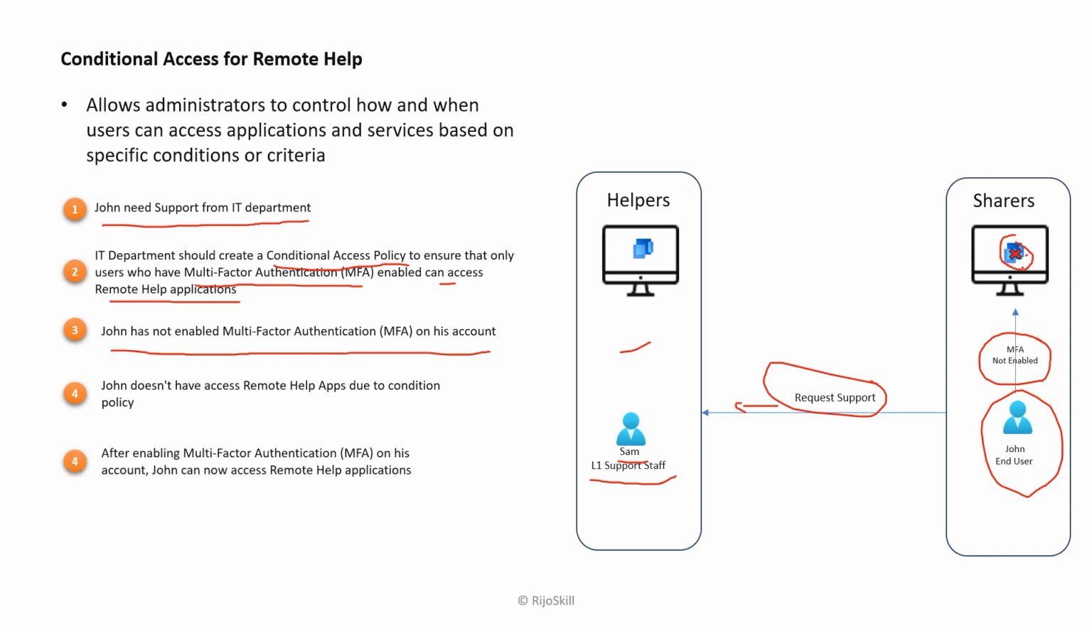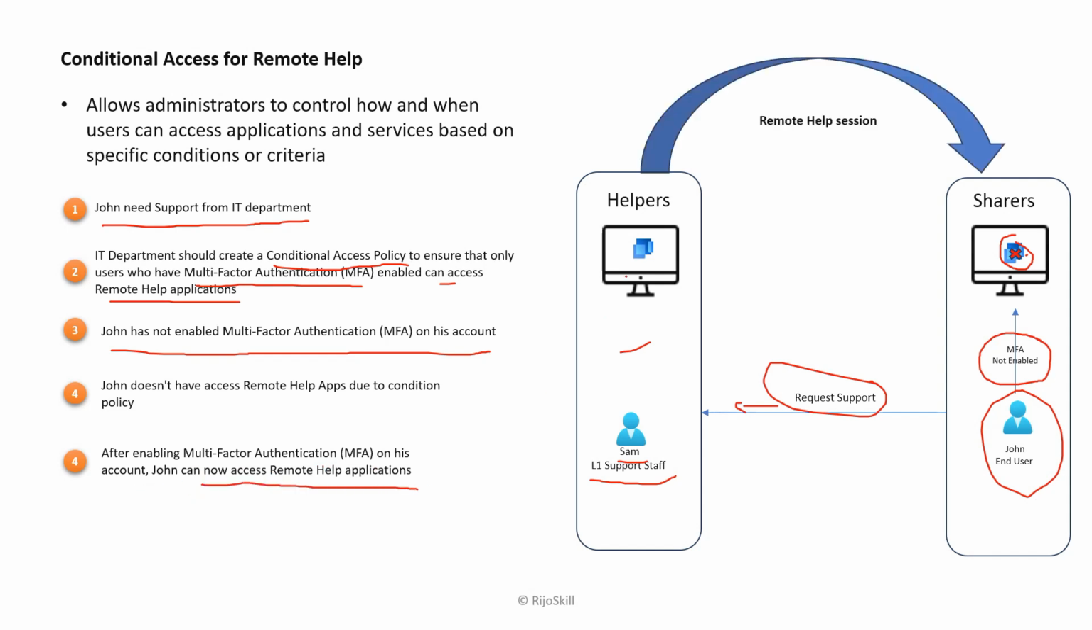After that, John enables multi-factor authentication on his account. John can now access the Remote Help application. So here you can see after John enabled MFA on his account, John can accept the Remote Help session. So now you understand the reason for giving the conditional access policy. Now we will see how we can enable the conditional access policy in the Microsoft Intune portal.